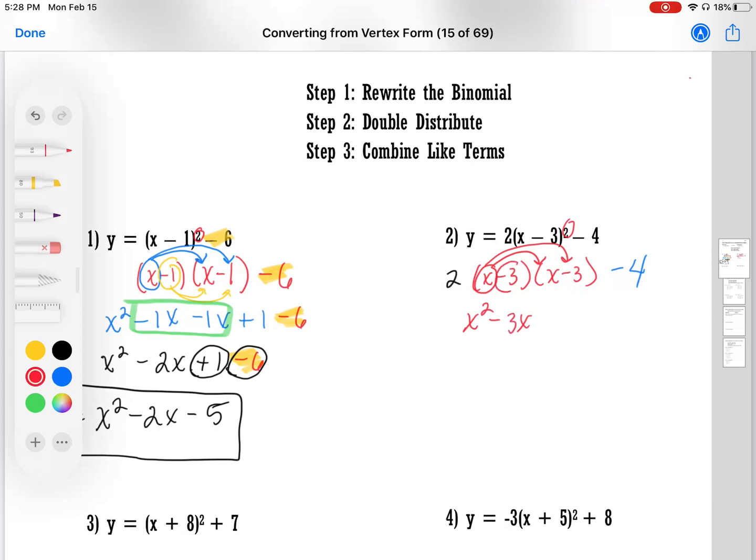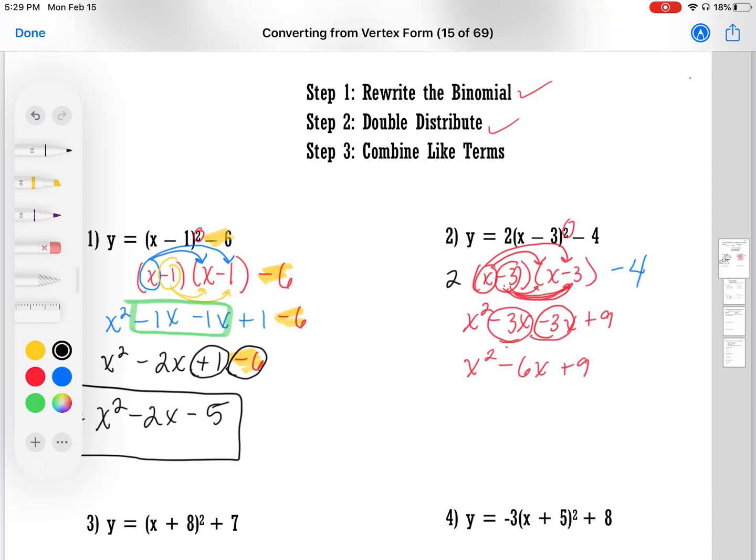Okay, then I'm going to take this guy, and I'm going to distribute. Negative 3 times x is a negative 3x. Negative 3 times negative 3 is the number positive 9. Now I'm going to combine like terms. Negative 3x's and negative 3x's is negative 6x's. There's an x squared in the front and a plus 9 in the back. So I rewrote the binomial. I double distributed the binomial.